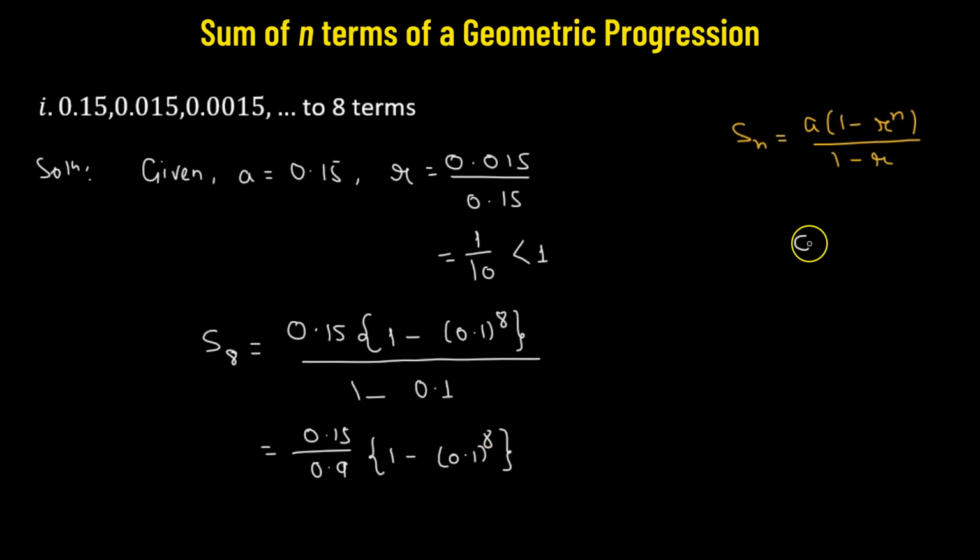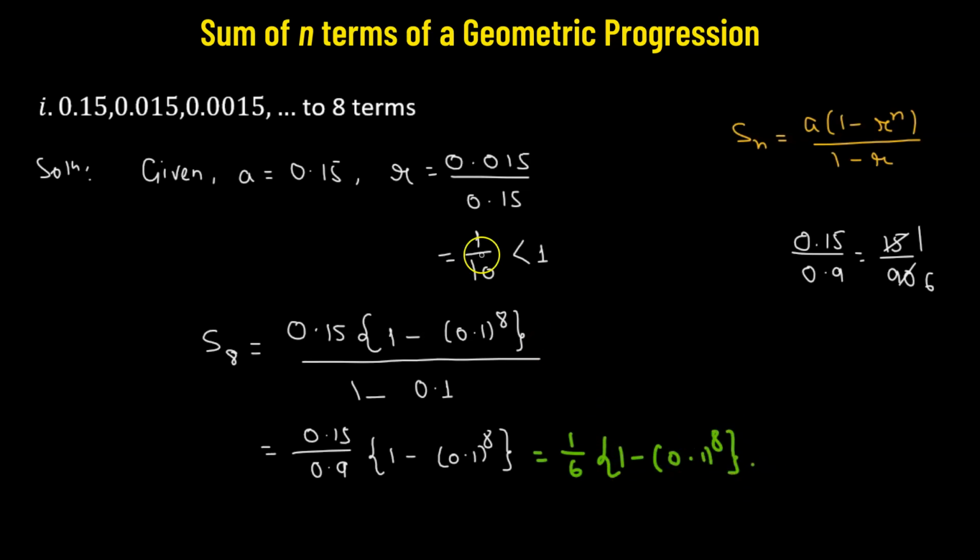Now we will simplify 0.15 divided by 0.9. We'll multiply both numerator and the denominator by 100. We'll get 15 divided by 90. We know that 15 times 6 is 90, so this simplifies to 1 over 6 times 1 minus 0.1 raised to the power of 8. So this is going to be the sum to 8 terms of the given geometric progression.